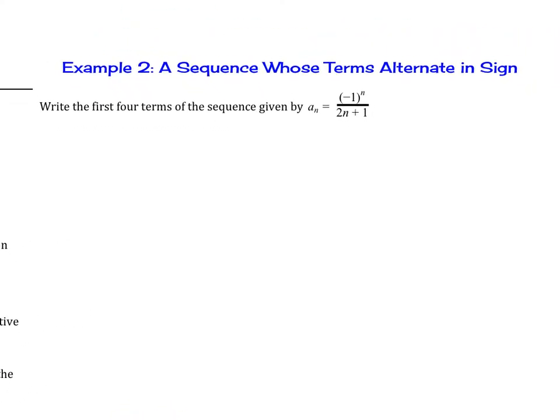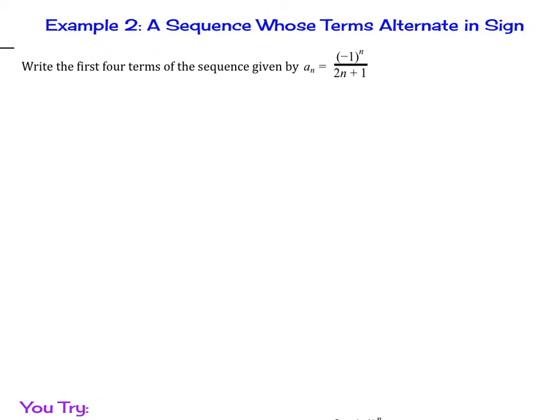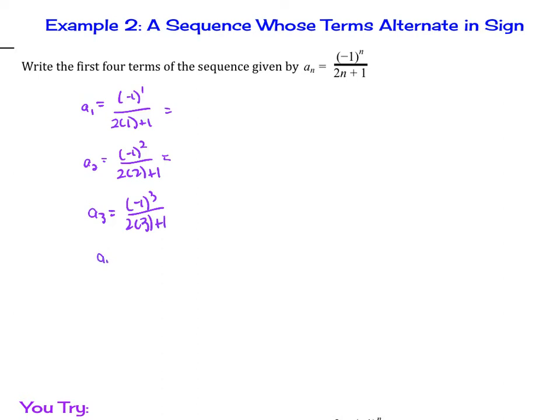So let's look at a sequence whose terms alternate in sign. Write the first 4 terms of the sequence given by a sub n equals negative 1 to the nth power over 2n plus 1. Let's start with a sub 1. So negative 1 to the first power over 2 times 1 plus 1. I just like writing it out. So a sub 2 is negative 1 squared over 2 times 2 plus 1. Then a sub 3 is negative 1 to the third power over 2 times 3 plus 1. And then a sub 4 equals negative 1 to the fourth power over 2 times 4 plus 1.